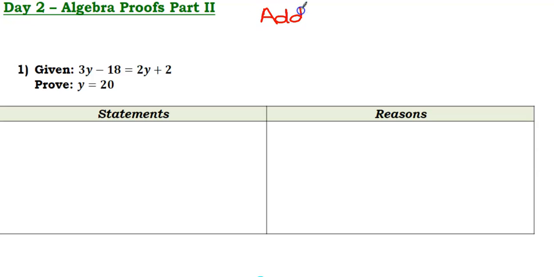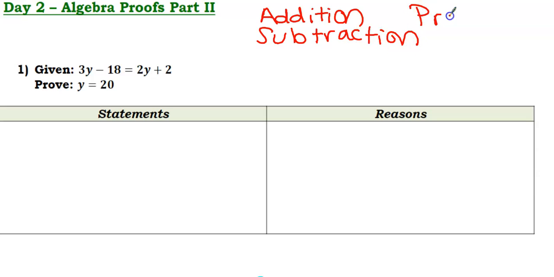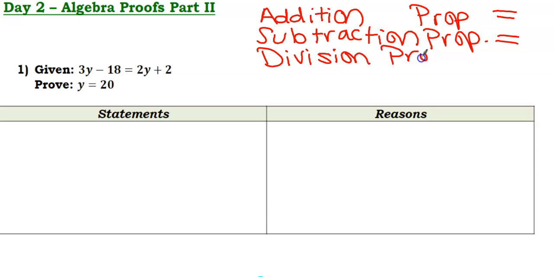So we've got addition property, which just means if we add on one side, we add the same thing to the other. We have subtraction property of equality. So property of equality. And then we have division. So that's how we get to move things from one side of the equation to the other. You have to do the opposite to the other side. And then we have multiplication.